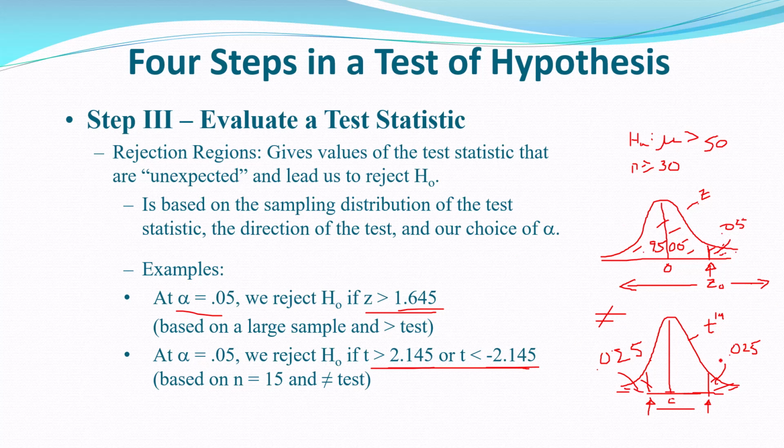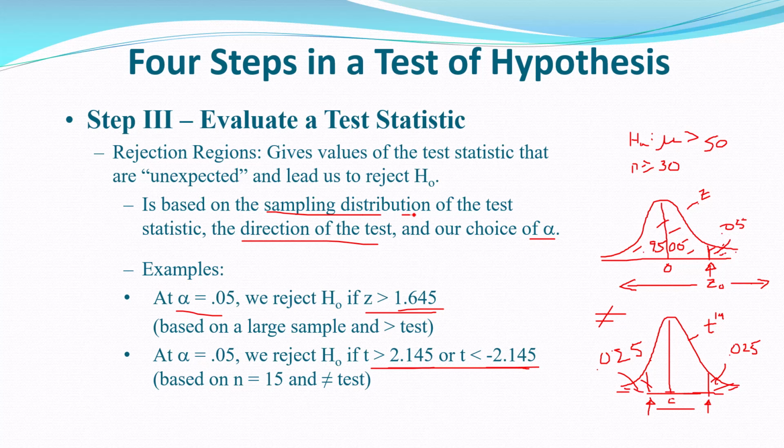You need a sampling distribution. You need to think, am I working with the z or the t? There's only two you're worried about now. Again, that'll grow, but you need to know what's the sampling distribution, what's the direction of the test, and what's our alpha. We need those three things. And once you have those three things, you know exactly how to come up with the cutoff points.